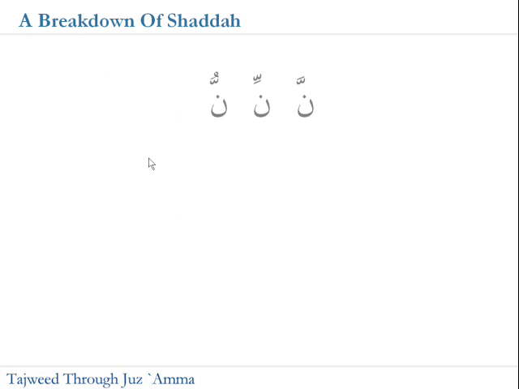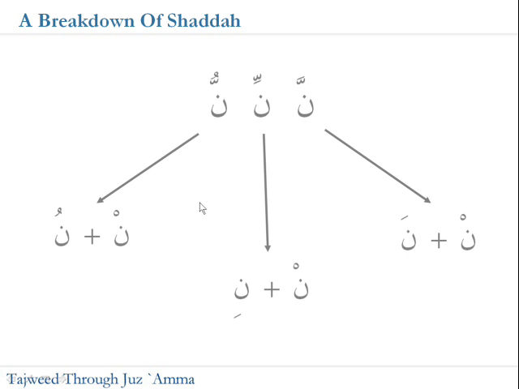So we're going to do a breakdown of the shadda just to explain what's really going on. So when you have a noon with a shadda and a fatha, this is actually equivalent to having a noon which is sakin plus a noon with a fatha. When we have a noon with the shadda and a kasra, it's equivalent to having a noon with a sakin followed by a noon with a kasra. And when we have the noon with the shadda and the dhamma, we have the equivalent of a noon which is sakin followed by a noon which has a dhamma.